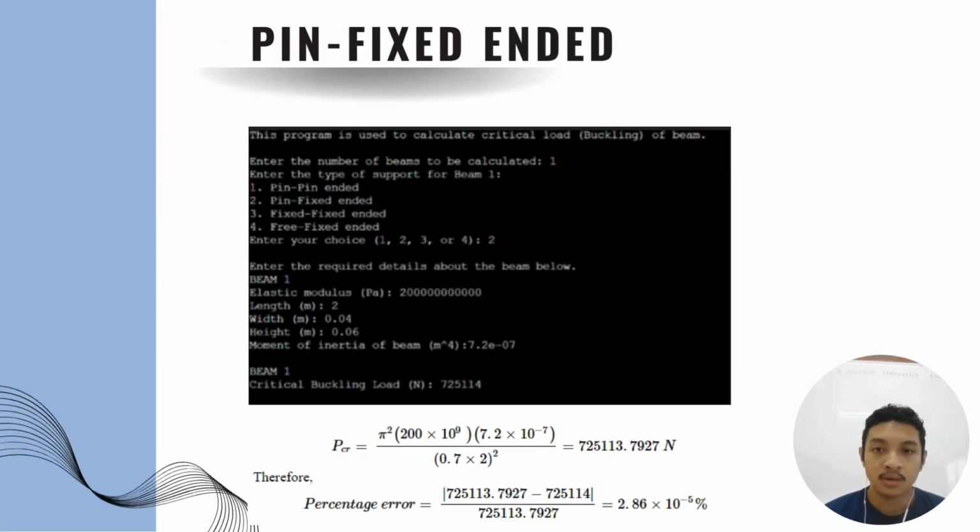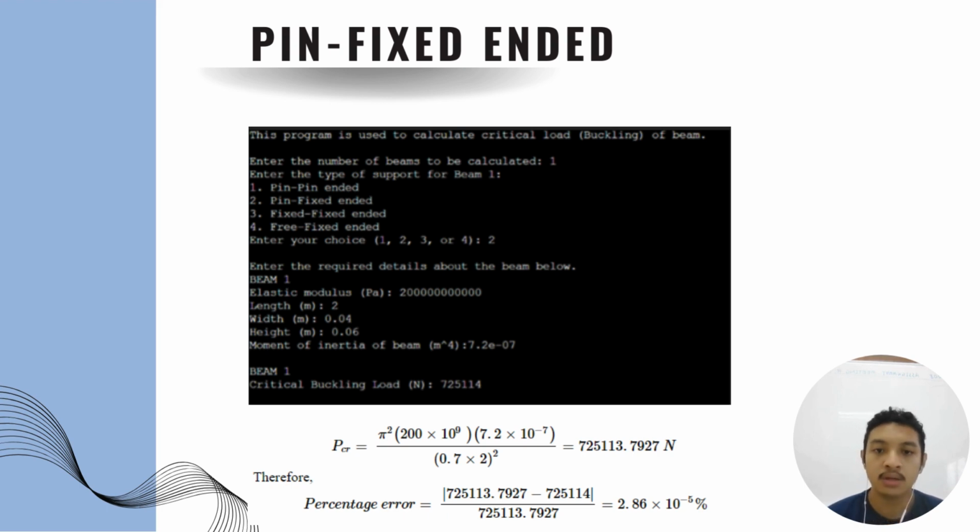So next, we choose the pin fixed ended beam. Same as before, we use the same elastic modulus, length, width and height of the beam. The moment of inertia of the beam that has been calculated is 7.2 times 10 power of negative 7 meter power of 4. As a result, the critical buckling load of the beam, our PCR, is 725114.